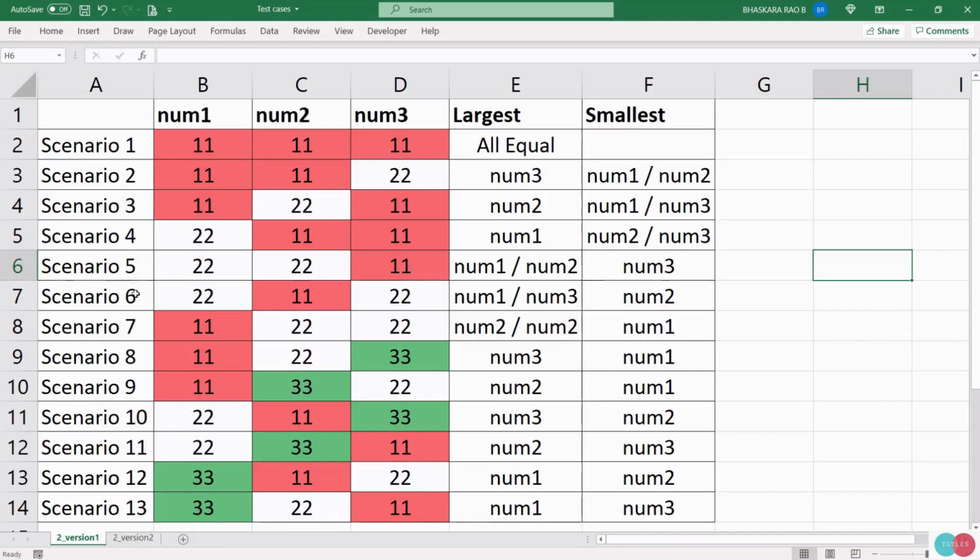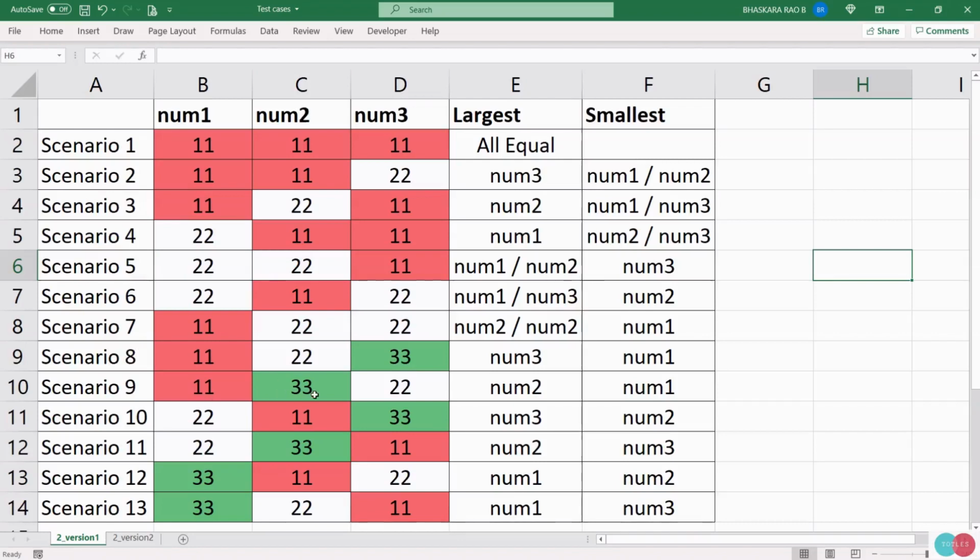In the sixth scenario, the first or third number are largest and the second number is smallest. In the seventh scenario, the second or third becomes the largest and the first becomes the smallest. And the remaining 6 scenarios we have discussed in the first version, that is, the first number is the smallest and the third number is the largest.